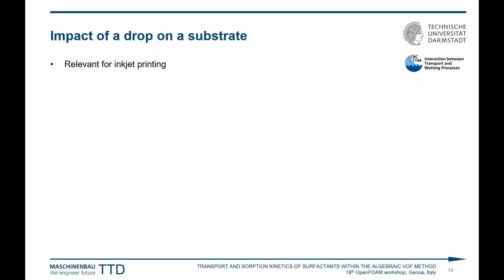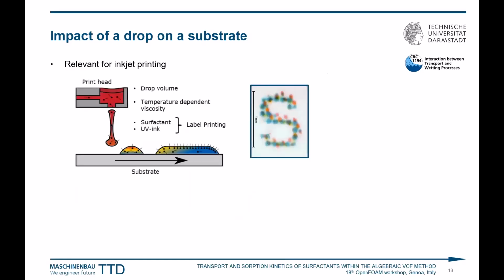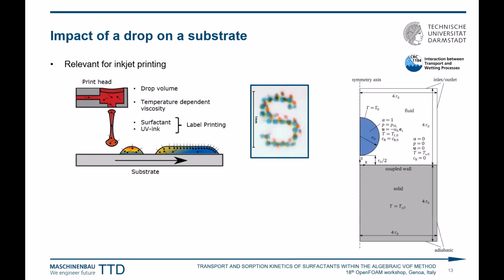Then finally, the application of this and the reason why we have been developing this is that, as I said, with our collaboration with Heidelberger, we want to see the impact of a drop filled with surfactants onto a substrate, which is very relevant in inkjet printing. There, for example, as you can see here in the shape, you have multiple drops and then they coalesce, and there are also many interactions with the substrate and with other drops. So this is the domain.